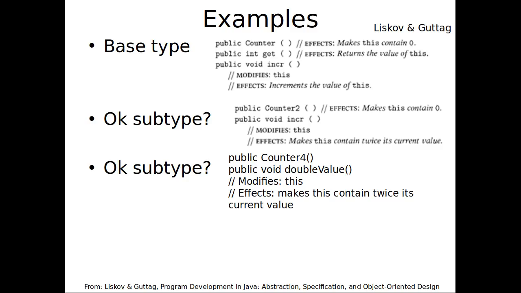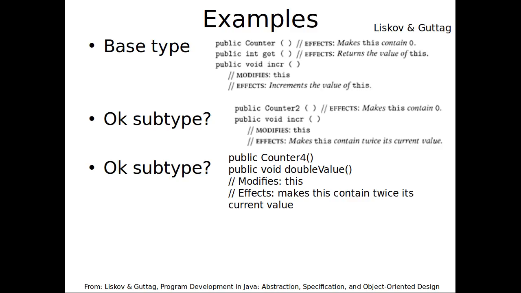Counter 4 extends counter. It has all those methods, and in fact it reuses their definition. But here we have a new method called double value. And this doubles the current value of the counter. Is that okay? Is this a subtype? Yes. If you had a counter 4, something that was secretly counter 4, you just thought it was a counter, and you were interacting with it as a counter, are there any occasions where you'd be incredibly rudely surprised?